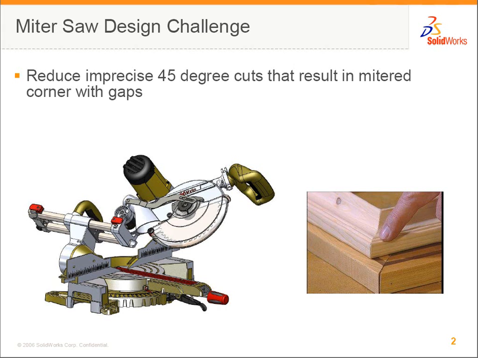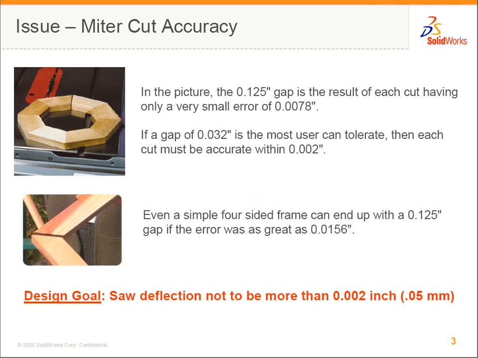I think it's easy to visualize that cut precision is very important to miter saw consumers. Any small errors or deviation in cut accuracy can drastically affect the overall outcome of a woodworking project. So, for this miter saw, a manufacturer may have a design goal to keep saw deflection below 0.02 of an inch, or 0.05 of a millimeter. The question may be asked, how would you validate that designs meet performance expectations?